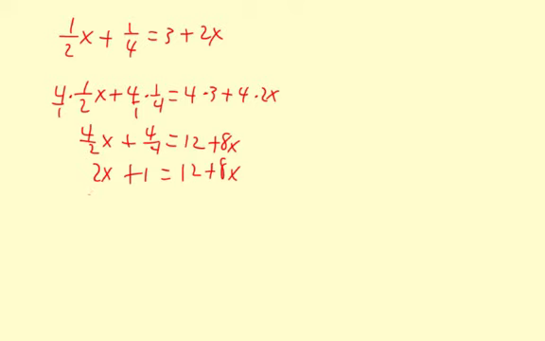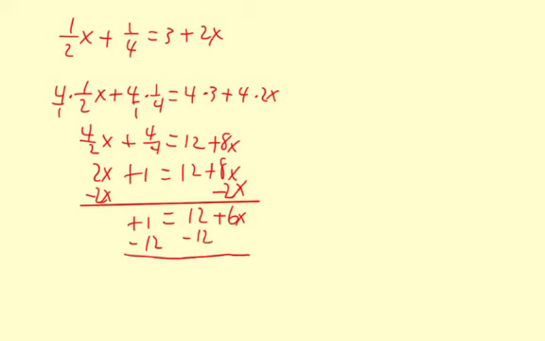So now what I'm going to do is get all the x's on one side, so subtract 2x from both sides. So 2x minus 2x, that makes 0, and then I'll just leave that blank. And then plus 1 equals 12, plus 8x minus 2x is plus 6x. Okay, next I'm going to subtract 12 from both sides. And 1 minus 12 is negative 11. 12 minus 12 is 0, so I'm just going to leave that part blank.